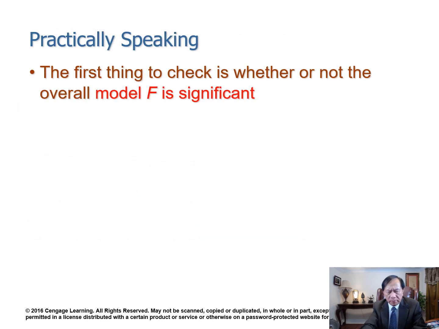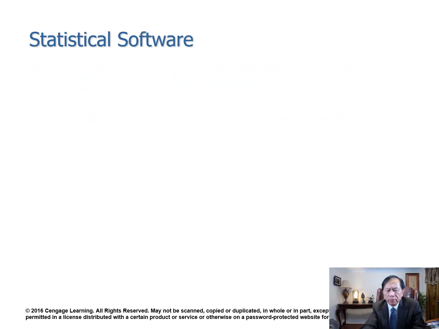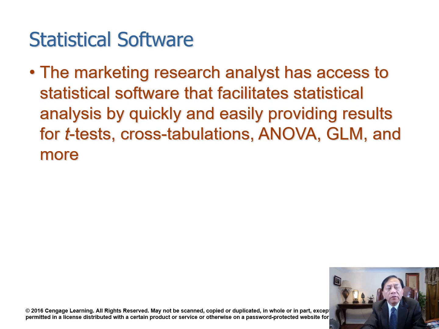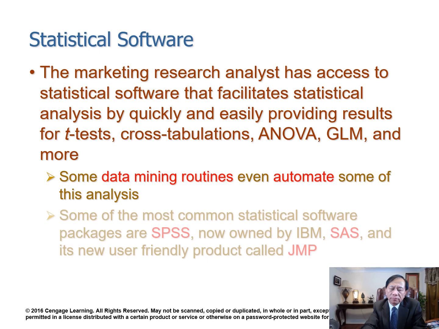Practically speaking, the first thing to check is whether or not the overall model F is significant. And second, the researcher must examine the actual means from each group to properly interpret the result. The marketing research analyst has access to statistical software that facilitates statistical analysis by quickly and easily providing results for t-tests, crosstabs, ANOVA, GLM, and more. Some data mining routines even automate some of this analysis.